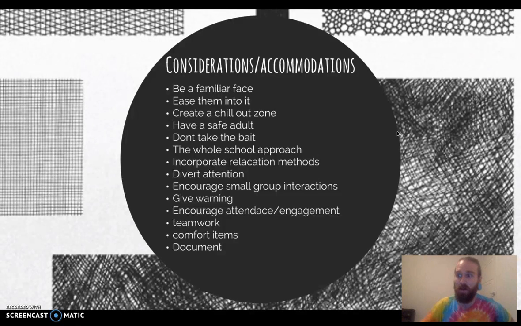Creating a chill out zone is a great one, which is utilizing an area either inside or outside the classroom where the child can go to calm down and relax. Obviously, you probably want it to be outside the classroom because the whole classroom should be a safe space, but make do with what you can. Have a safe adult. This is someone they can go and talk to, like the counselor or whatever. Someone they're comfortable with, they can go and talk to and sit down, be around. They can teach them different techniques for handling situations, that sort of stuff.